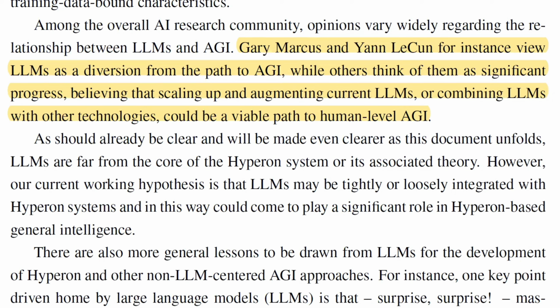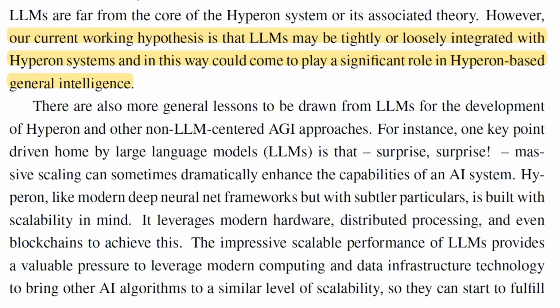Or maybe over here. Researchers and scientists are split when it comes to AGI, and the paper states that Gary Marcus and Yann LeCun, for instance, view LLMs as a diversion from the path to AGI, while others think of them as significant progress, believing that scaling up and augmenting current LLMs or combining LLMs with other technologies could be a viable path to human-level AGI. Ben Goertzel and his colleagues are probably in the first camp and don't believe that LLMs by themselves will lead to AGI. But that doesn't mean that LLMs will not play an important role on the way to AGI, as the paper states: Our current working hypothesis is that LLMs may be tightly or loosely integrated with Hyperon systems, and in this way could come to play a significant role in Hyperon-based general intelligence. And the paper talks more about how this integration could look later on.